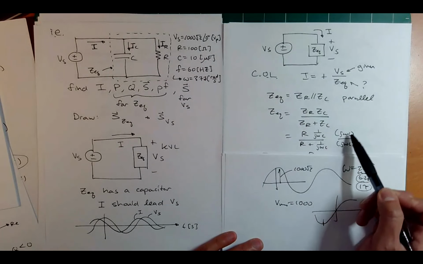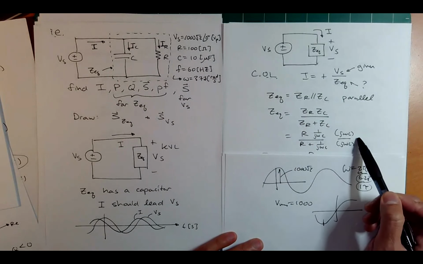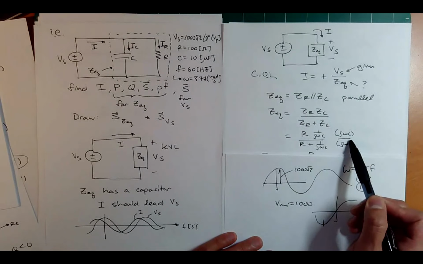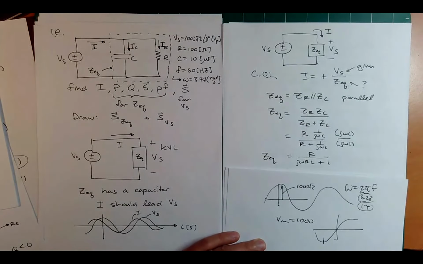So then let me plug in R and 1 over j omega C: R plus 1 over j omega C. I can do a little trick: multiply it by j omega C over j omega C, which is equivalent to 1. I get a cancellation in the numerator, and a cancellation here, but I have to maintain this j omega C times R. So I get this.